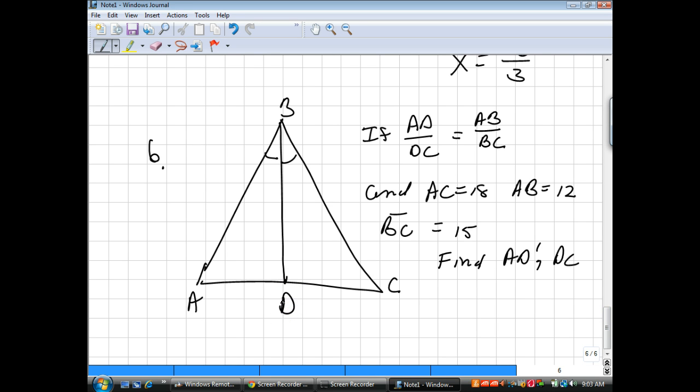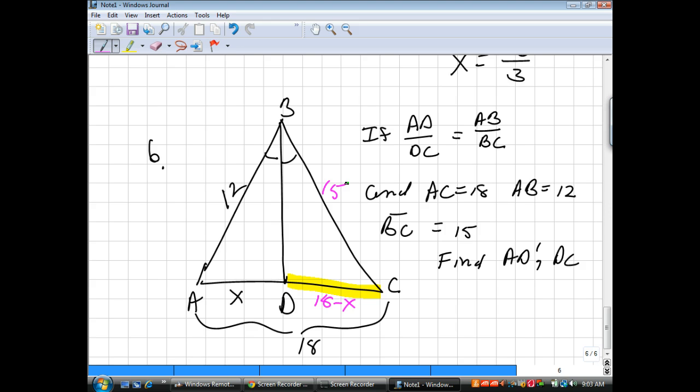All right, so let's mark what we know. We know AC is 18, and we know AB is 12. We don't know AD, so we'll let that be x. So then DC can be represented by 18 minus x. And we also know that BC is 15.